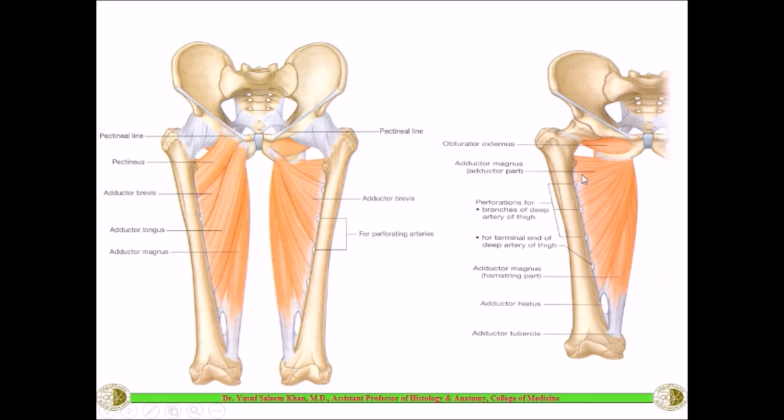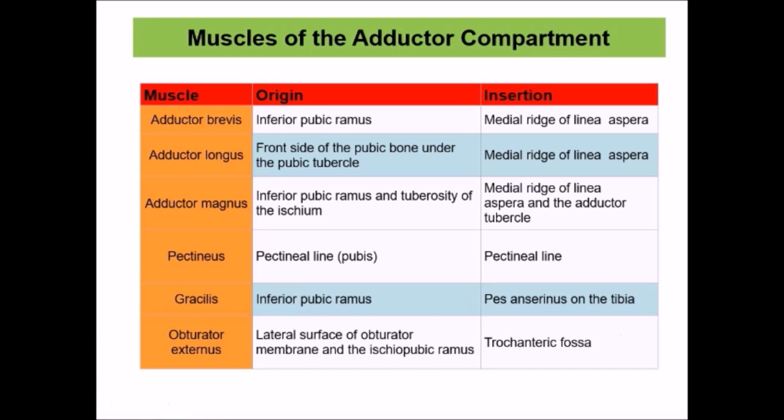It extends all the way from above downwards on the medial lip of the linea aspera, and it goes all the way up to a very prominent tubercle here that is called the adductor tubercle. Because the adductor magnus is attached to this, that's what is called the adductor tubercle, and this muscle gets inserted all the way in the linea aspera from above downwards and goes up to the adductor tubercle. The next muscle is the pectineus.